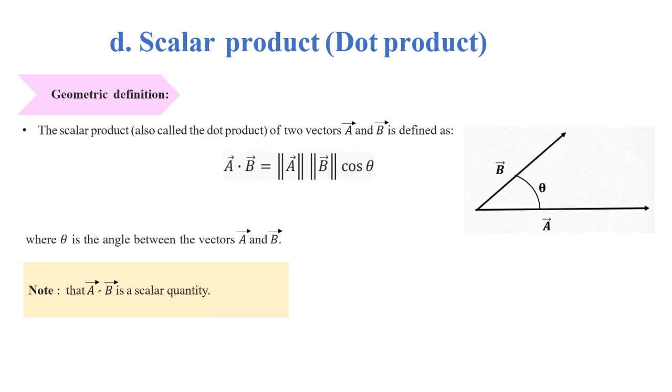As for the geometric definition of the scalar product, also called the dot product, of two vectors a and b, it is defined as the scalar product of vector a and vector b equals the magnitude of vector a multiplied by the magnitude of vector b multiplied by cos theta, where theta is the angle between the vectors a and b, as shown in the figure.